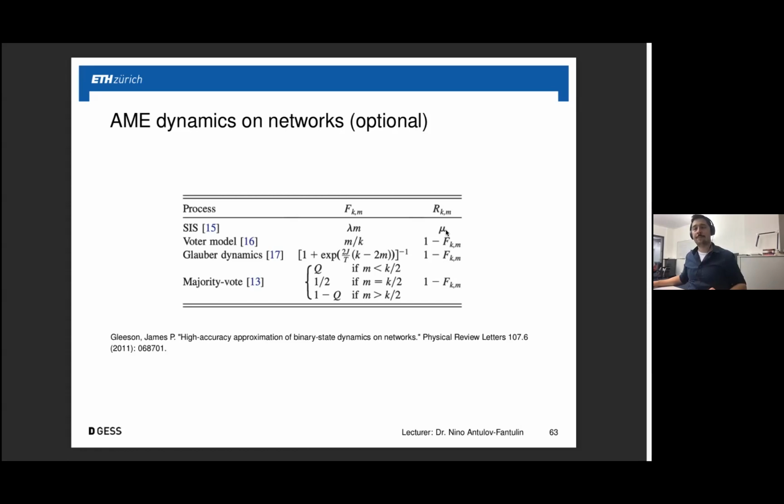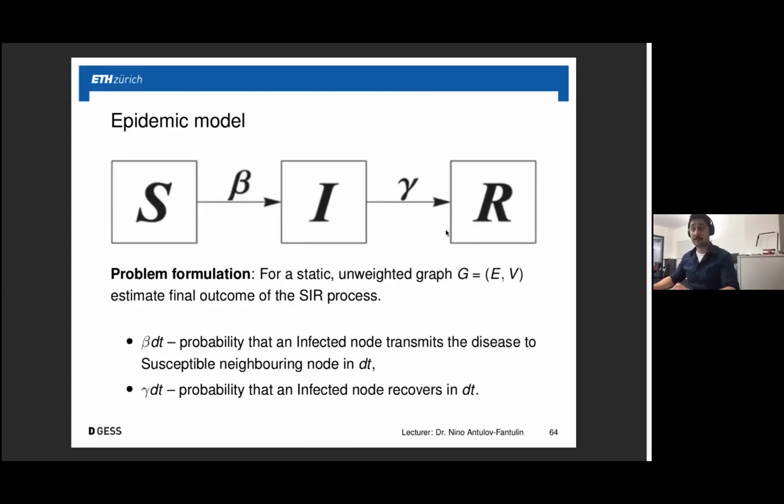Okay. Okay, thank you. Okay, thanks for the question. I introduced this as optional material. There is a very nice MATLAB code that Gleeson has provided. So I would encourage you to play a little bit with it. Okay, and yes, then you can be modeling different types of dynamics.